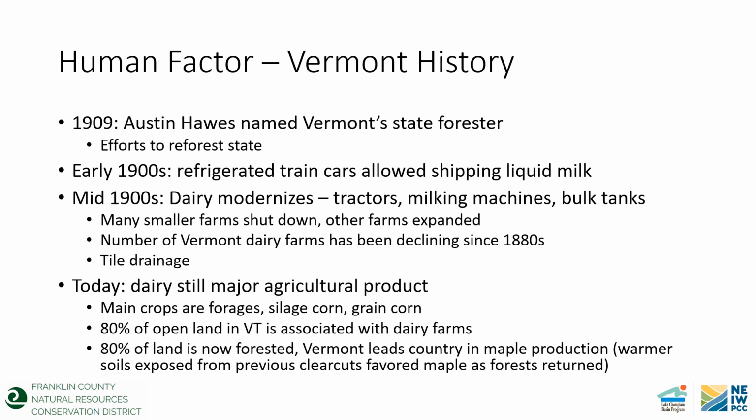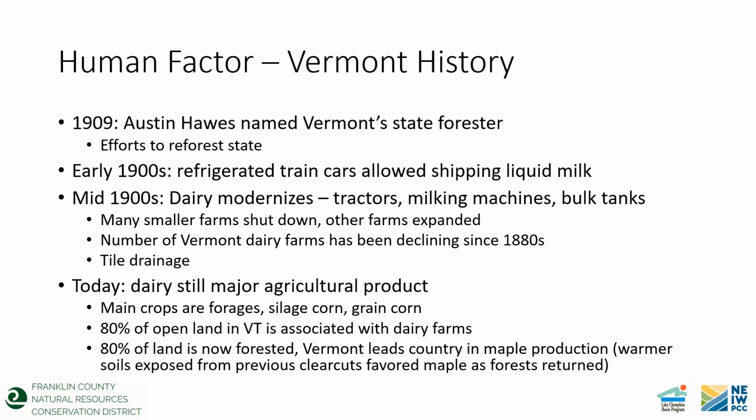Dairy farms began to modernize with the advent of tractors, milking machines, and bulk tanks. And with this new and often expensive technology, smaller farms began to shut down while other farms expanded. This is a trend that we essentially still see continuing today, and it's interesting to note that the number of Vermont dairy farms has been declining since the 1880s.